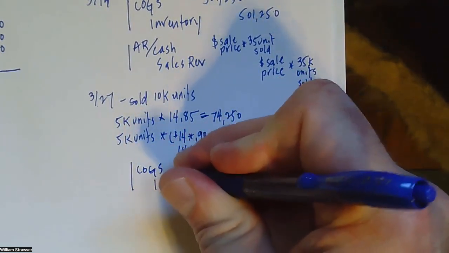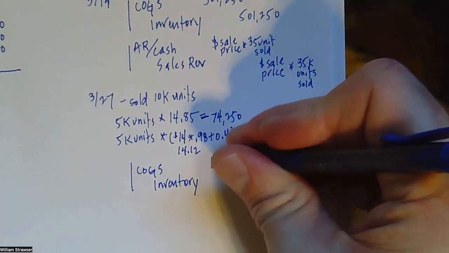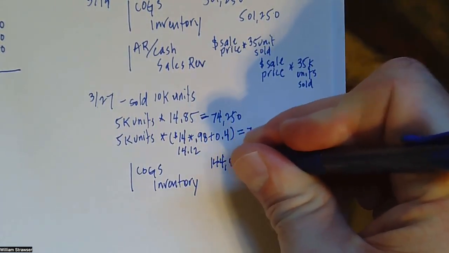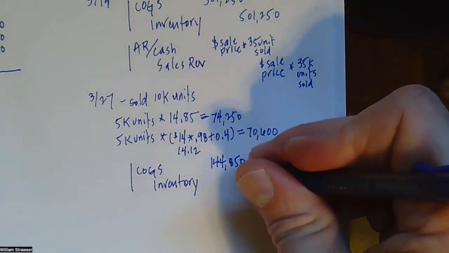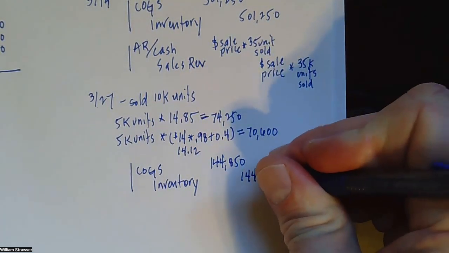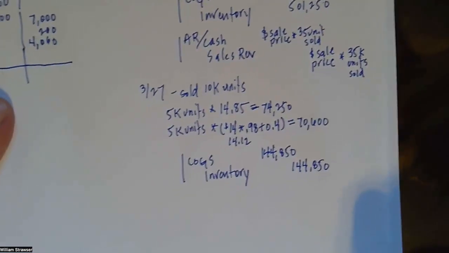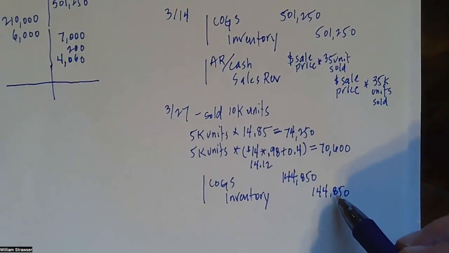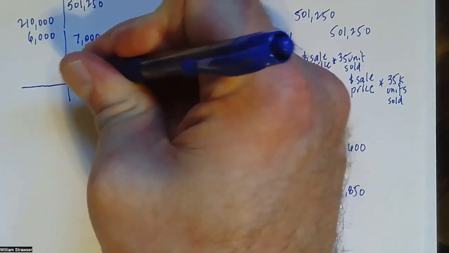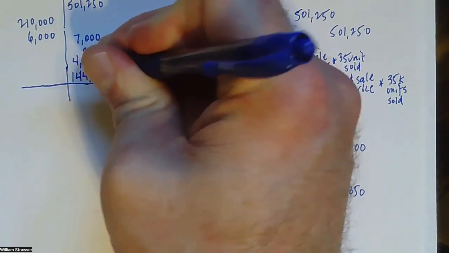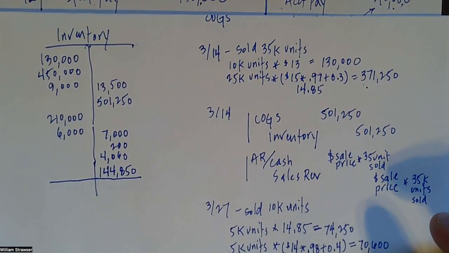Debit cost of goods sold, credit to inventory, $144,850 is the sum of these two amounts. And that completes that entry there. Just need to update my T account by crediting inventory by $144,850. And we're finished with all the transactions that happened to inventory during the period.